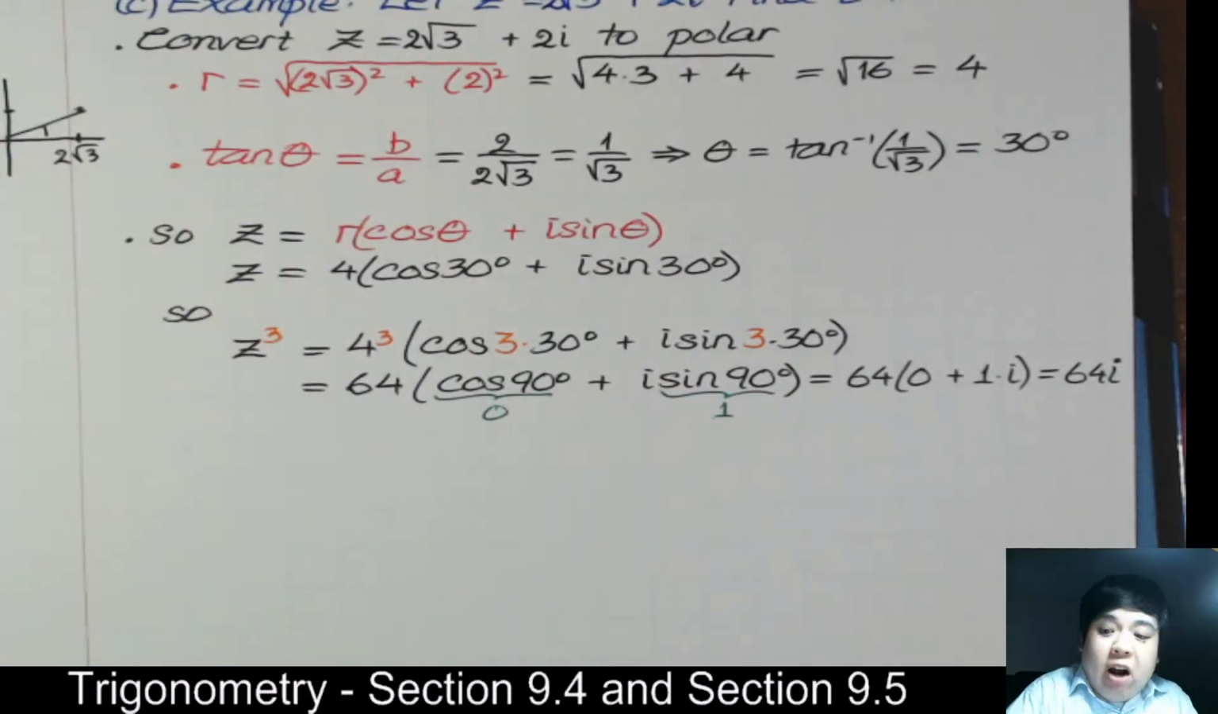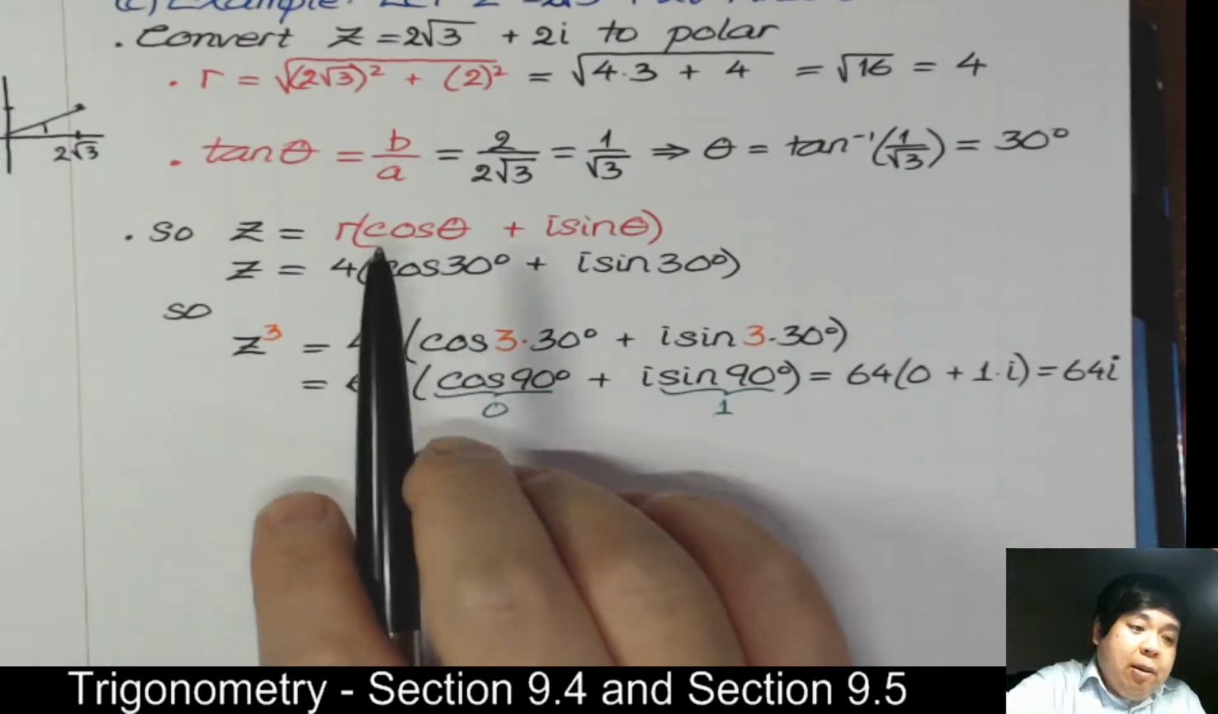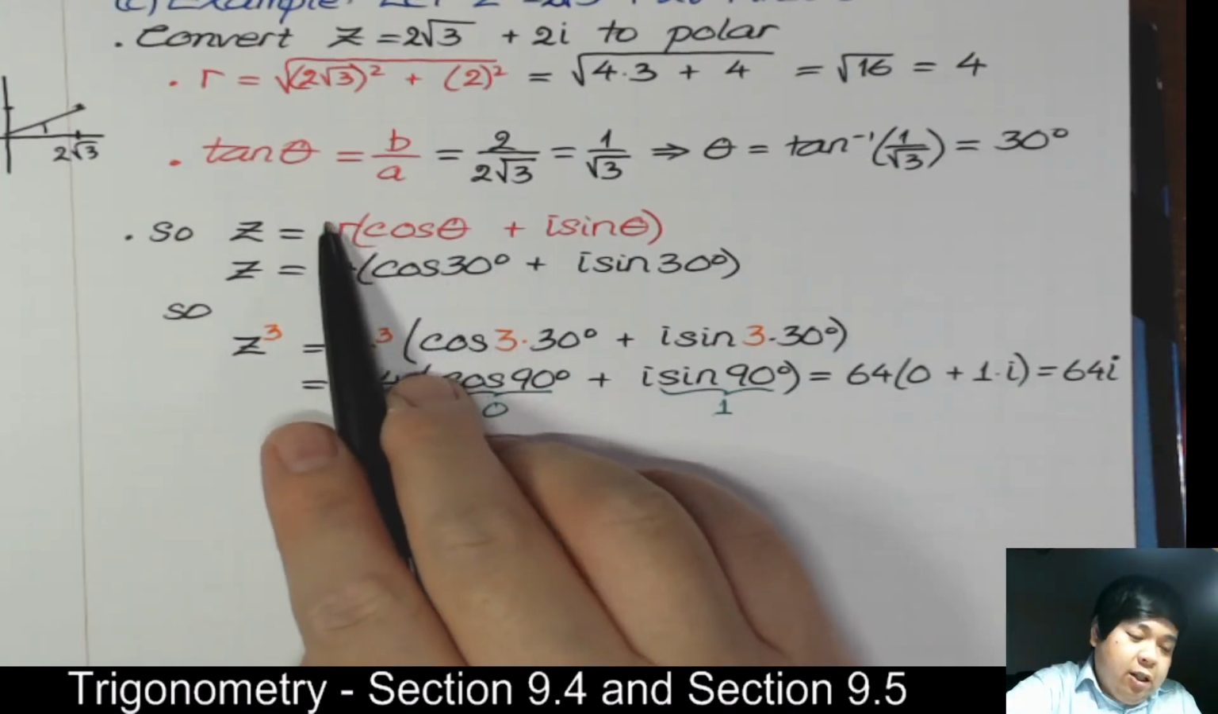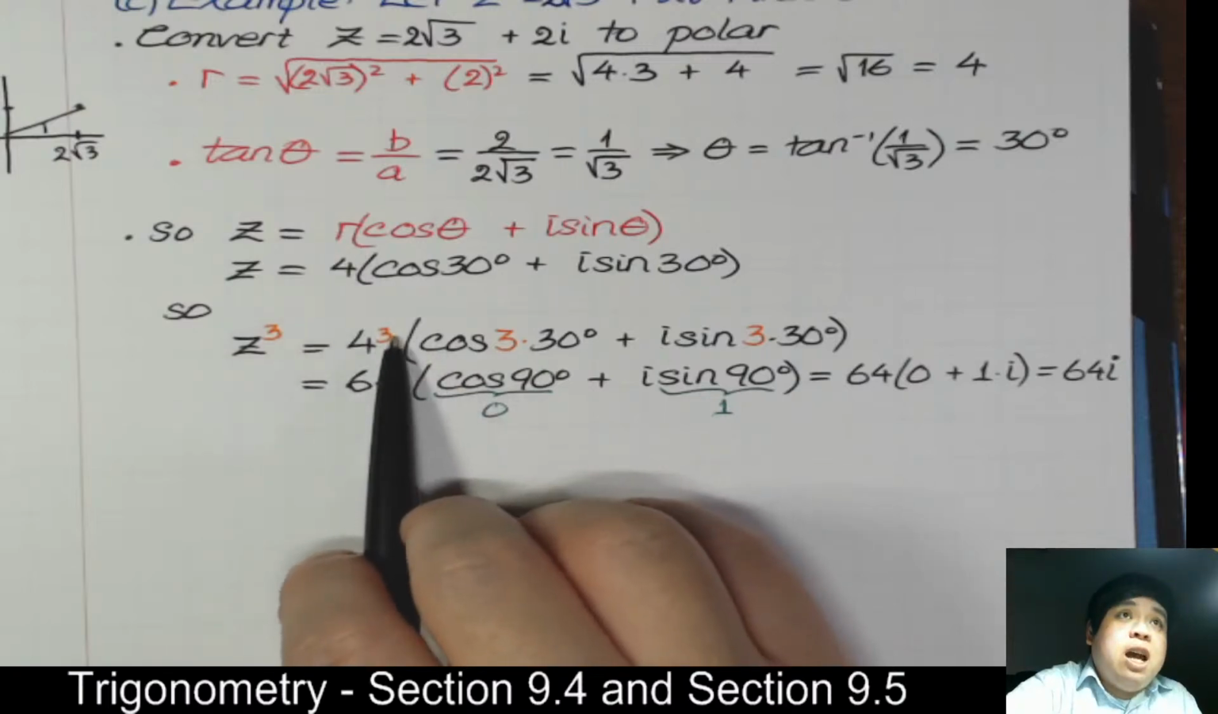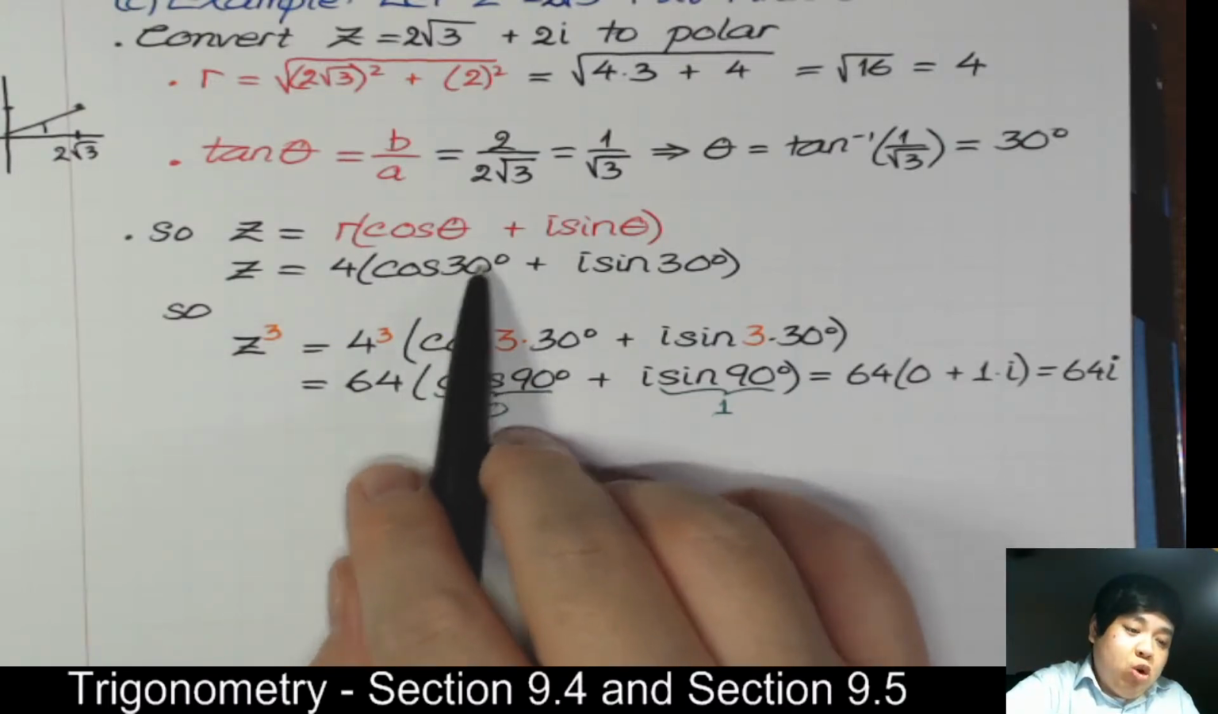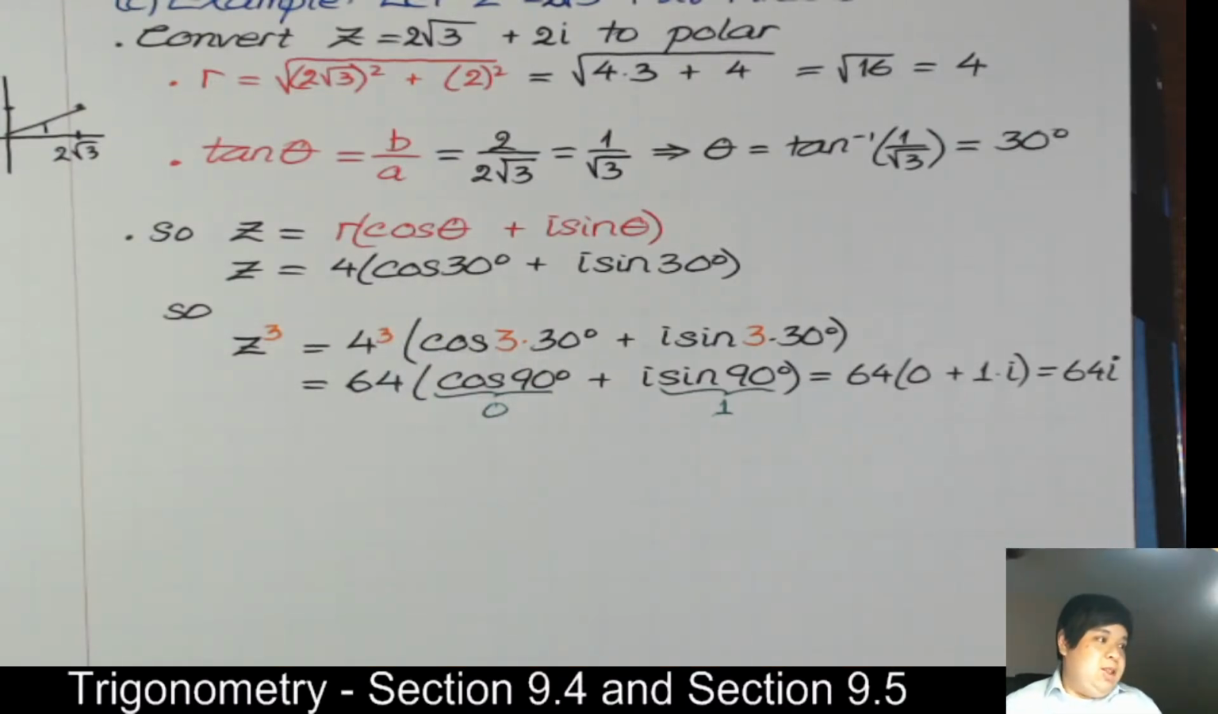So simple enough. If the number is in the polar form, the modulus we raise to the same power and the argument is multiplied by the number. So that's all we do for the powers.